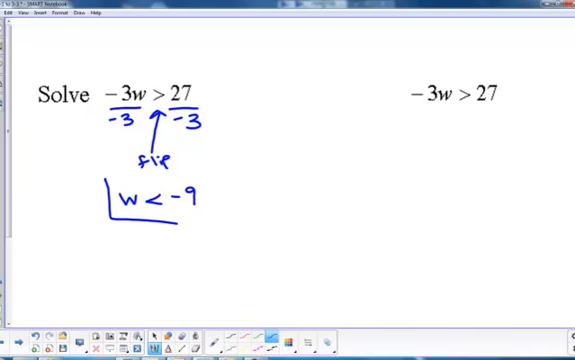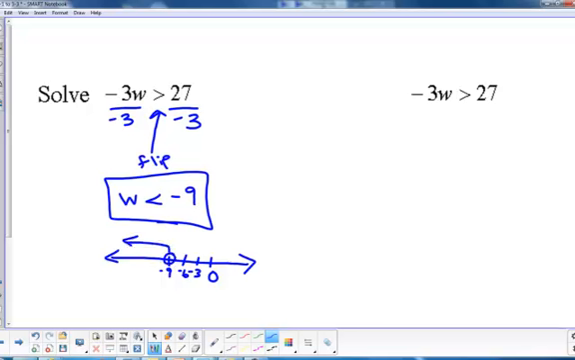Now, if you're feeling concerned that you did this right, let's pick a number and plug it in and make sure it works. So here's 0. Let's count by 3s. So I've got an open circle at -9 and an arrow to the left. It's a number smaller than -9. So -10 is a pretty easy number to plug in. -10 should work. It's in this shaded part.